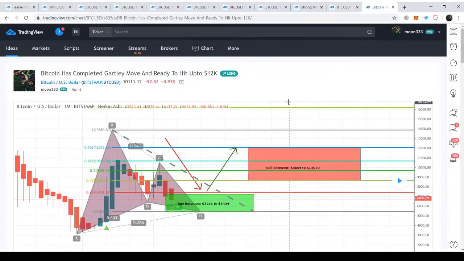And we will also watch this very big bullish gartley pattern that has been formed on the monthly chart that I published back in March and April 2020. Now let's start the video.